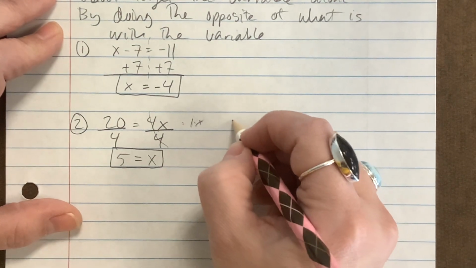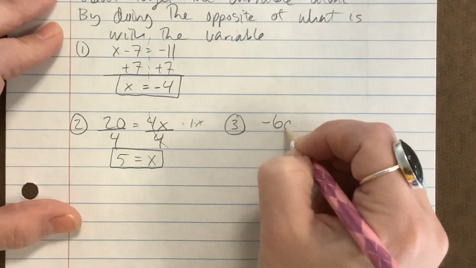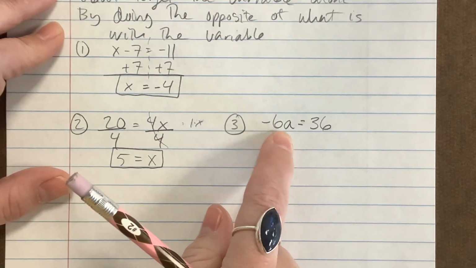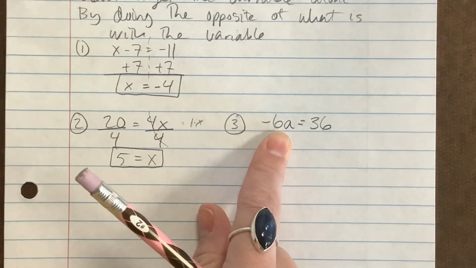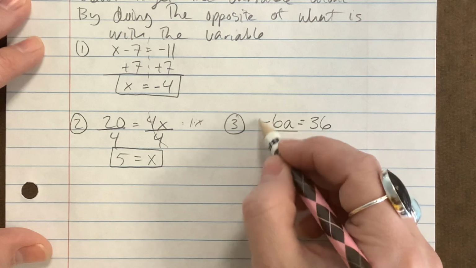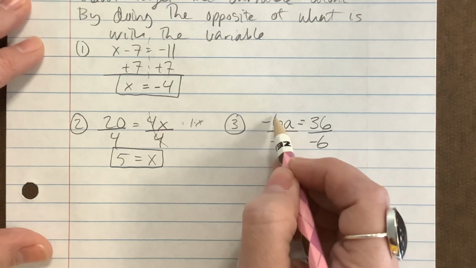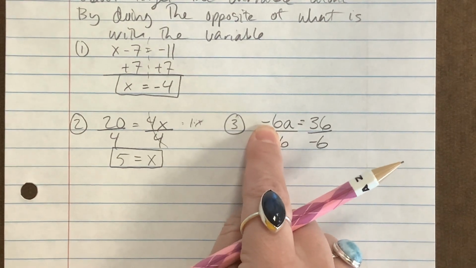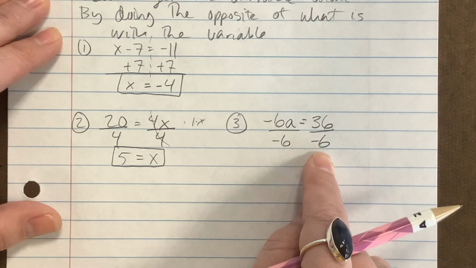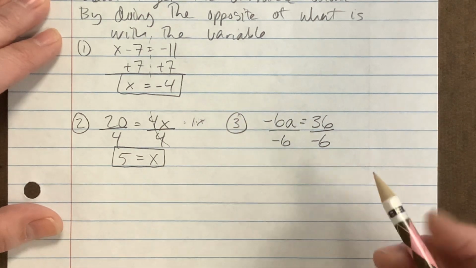Okay, let's try another one. This time we've got negative 6a equals 36. Again, when you have a variable right next to a number, it means multiply. So to undo multiplication, we're going to divide, and don't lose your negative. We're going to divide by negative 6. Some people are going to want to add 6, thinking that's a minus 6. But that's a negative 6, so we're dividing by negative 6. It's not a subtract in this case, when you have the number right next to the variable like that.